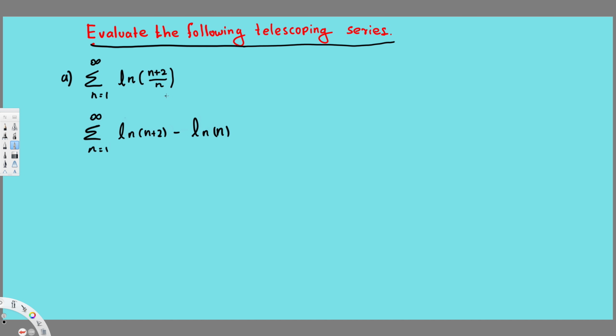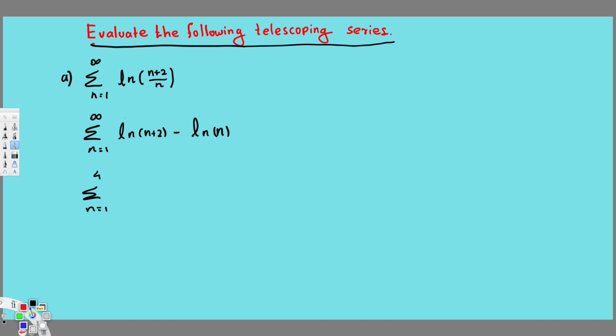Because whenever we have a natural logarithm, if it's dividing, it means subtract. If it's multiply, it means addition. So we can write the same thing like this. Now what we are going to do is take a partial sum and find the pattern. Let's take four values, say sigma n equals 1 to 4, and see what happens.